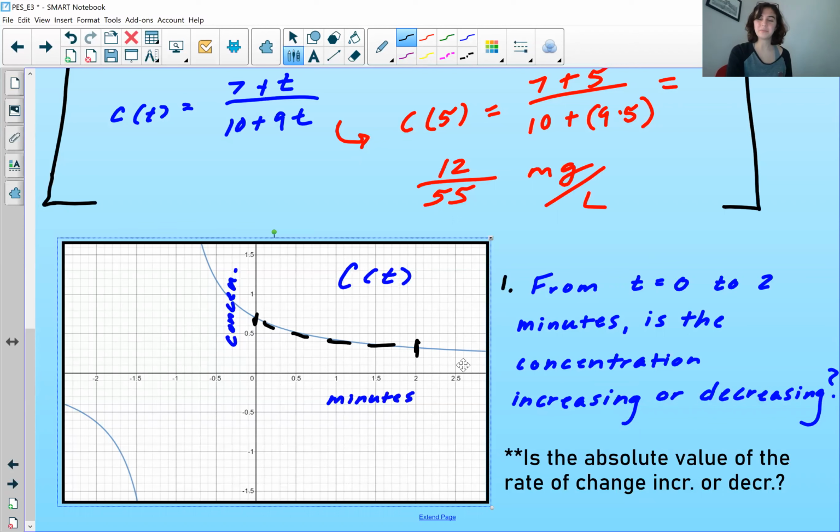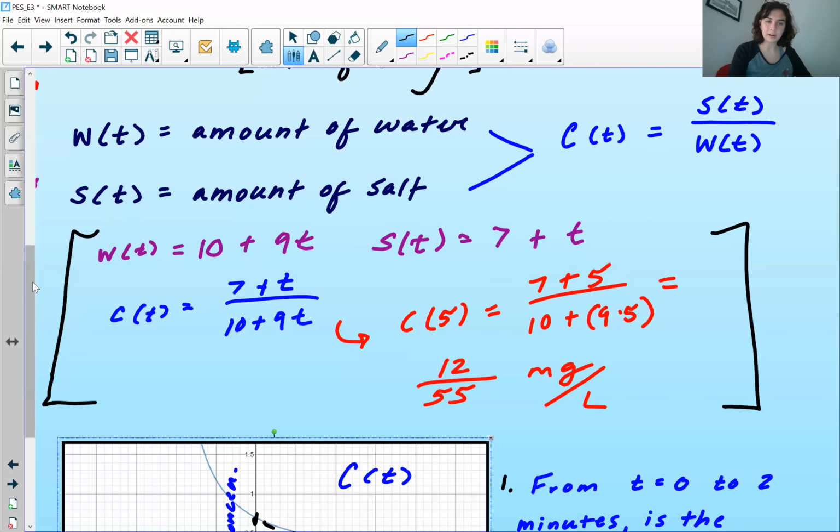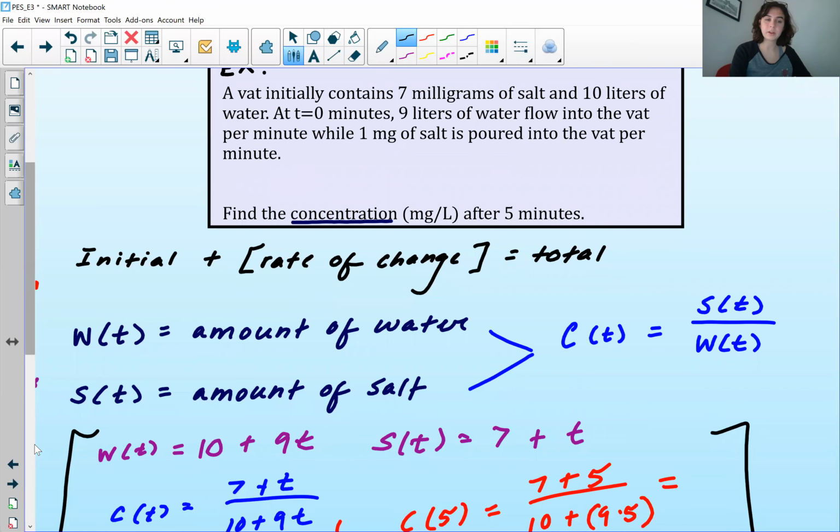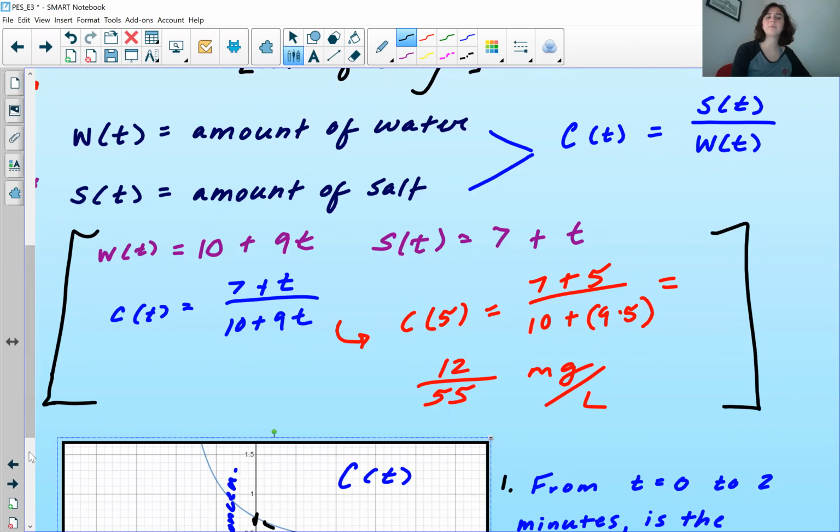And then another question that's a little bit trickier: is the absolute value of the rate of change increasing or decreasing? So, okay, let's break this down for a minute. The absolute value of the rate of change increasing or decreasing. You can think of our slopes as rate of change, right? I believe I had that up here. Yeah, we had our initial plus our rate of change. And our rate of change, I kind of referred to a linear function, so that's just going to be like our slope.